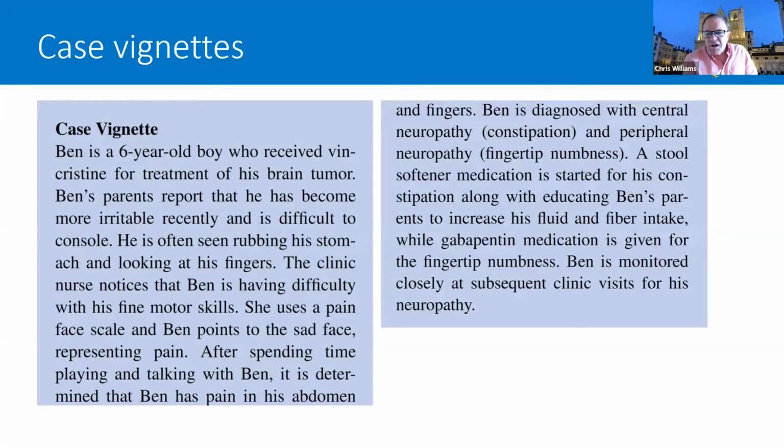Ben's subsequently diagnosed with central neuropathy with constipation and peripheral neuropathy from that fingertip numbness. A stool softener medication is started for his constipation, and educating the family around his fluid and fibre intake. And he goes on to a gabapentin medication to help with that numbness in his fingers. And we'll continue to monitor that at subsequent clinics for his neuropathy.